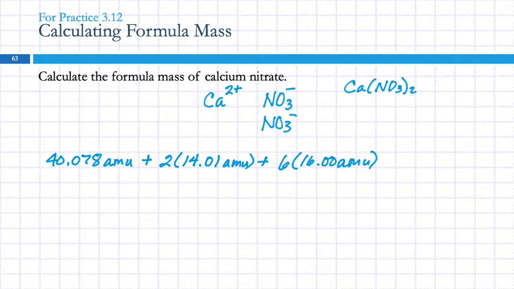So we just get out our calculators and type it in. And you can just type it in as it's written, and your calculator will understand. They've gotten a lot smarter. So this is showing 164.098. The unit would be atomic mass units.